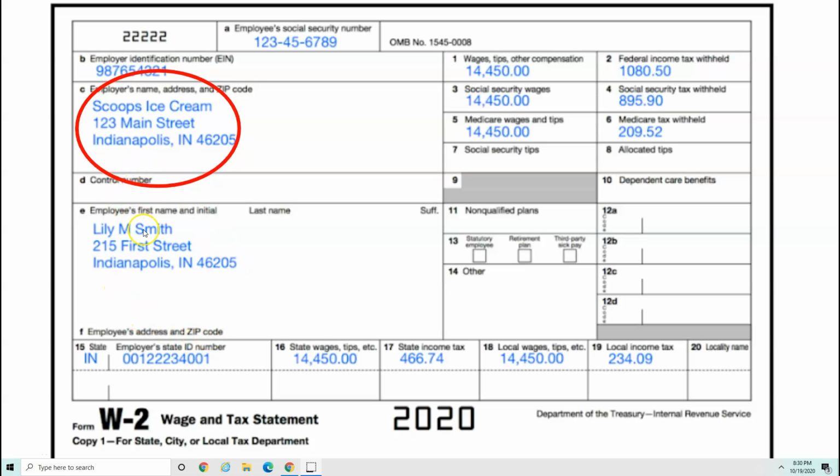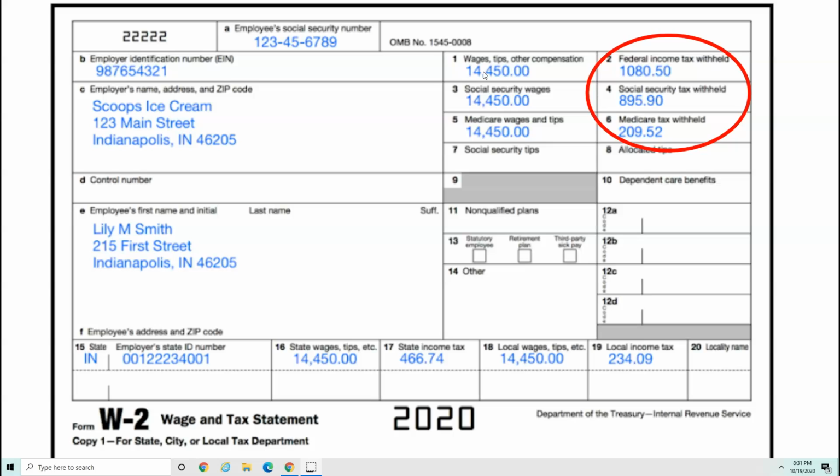So first you have your employer's name, the place where you're working. Then you have your own name and address information. Then from all of your paychecks and pay stubs, the entire total amount that you made that year, that's what goes in these boxes. So this person made $14,450 in wages at Scoops Ice Cream for the entire previous year.